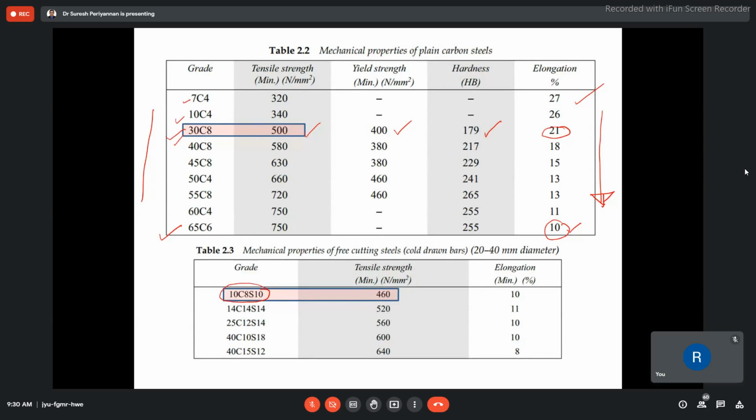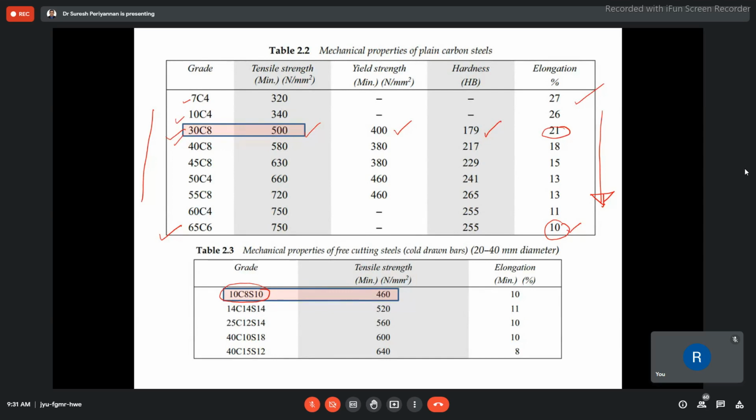10 is 0.1% of carbon. Yes. 0.8% of sulfur. Yes. And 0.1% of manganese. You are a little wrong. 0.8% is manganese. Okay. The 1% is sulfur. Okay.